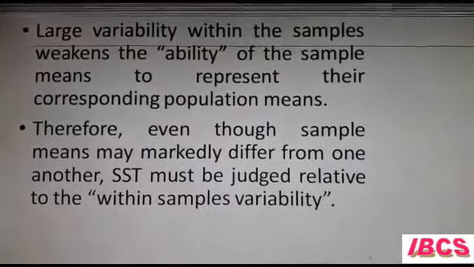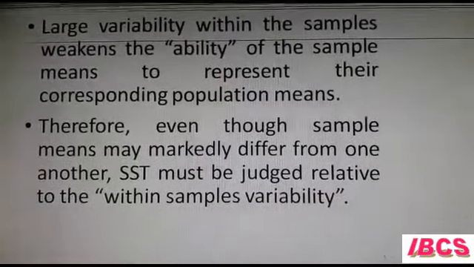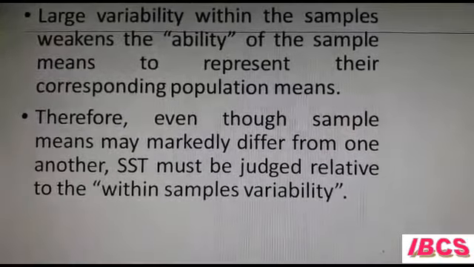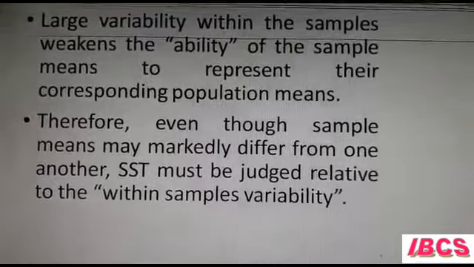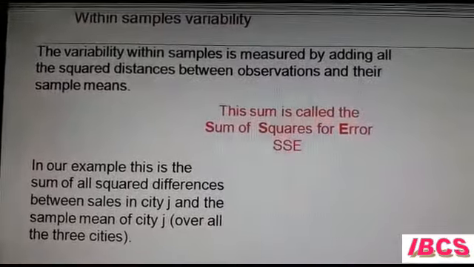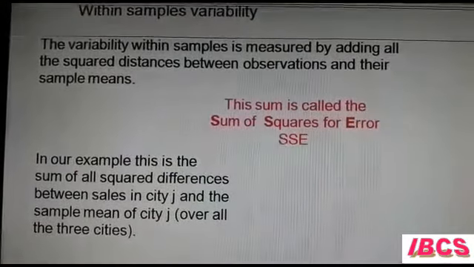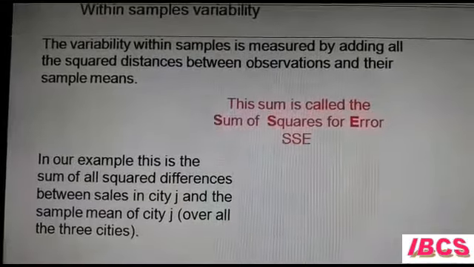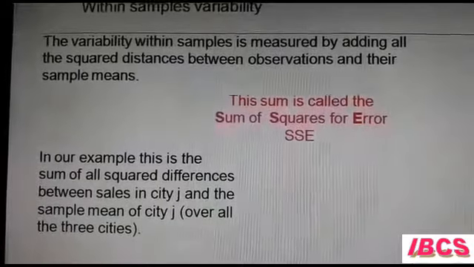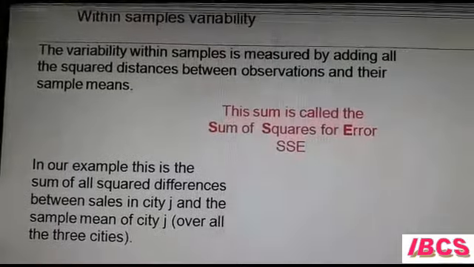Larger variability within the samples weakens the ability of the sample means to represent their corresponding population means. Even though sample means may be markedly different from one another, SST must be judged relative to the within-sample variability. Within-sample variability is measured by adding all the squared distances between the observations and the sample mean. In our example, this is the sum of all squared differences between the observations in city j and the sample mean of city j over all 3 cities. This is called the sum of squares for error.